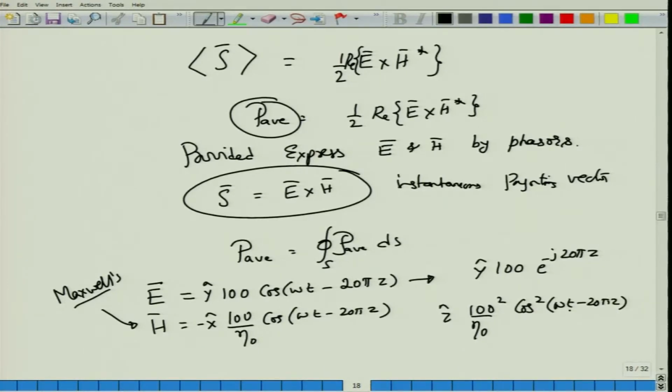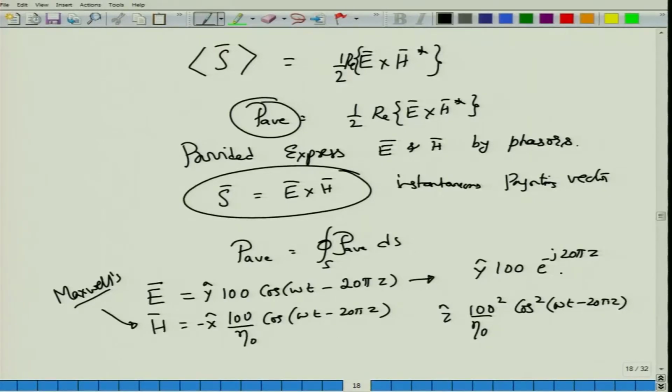But as I said, you are not interested in the instantaneous energy density because you can never measure that. The optical frequencies are changing too fast. No detector is able to measure variations of the electric field at those time scales of resolution. So you are always measuring average power integrated over many cycles, and that can be obtained rather easily. You express them in the phasor form. You have already expressed the electric field. The magnetic field will be along the minus x hat direction, having an amplitude of 100 by eta, and you will have e power minus j 20 pi z.